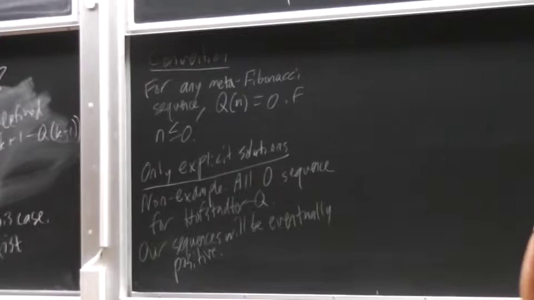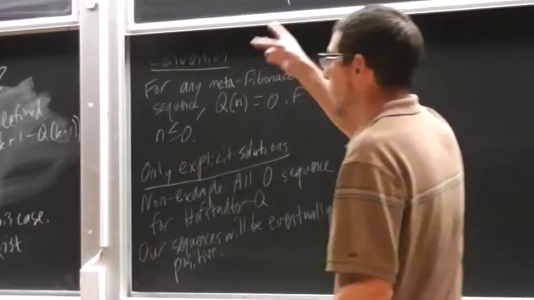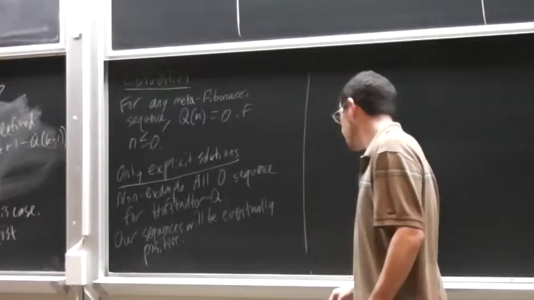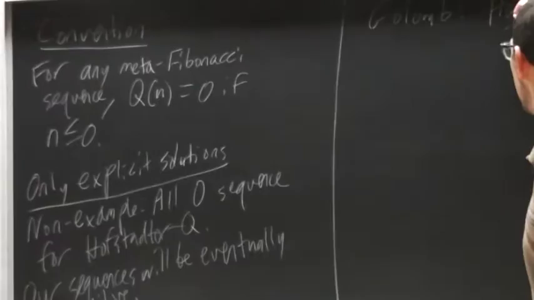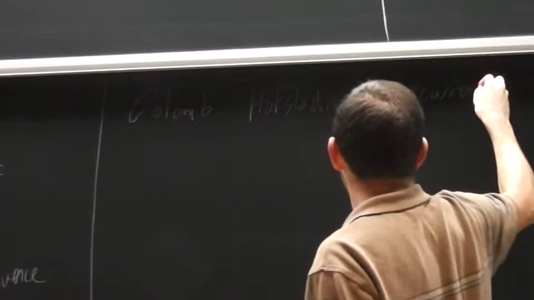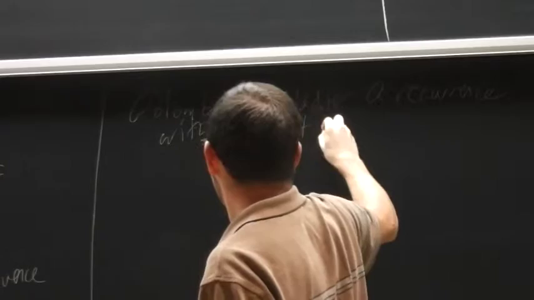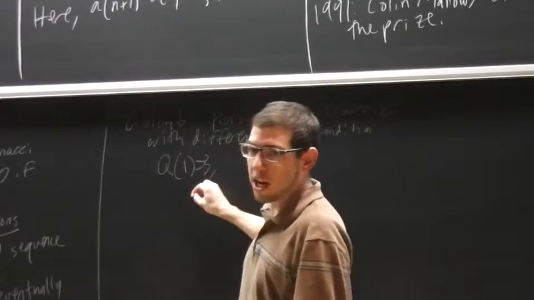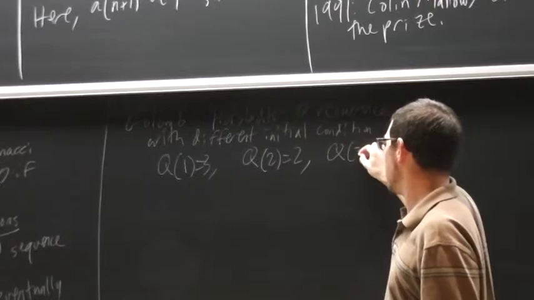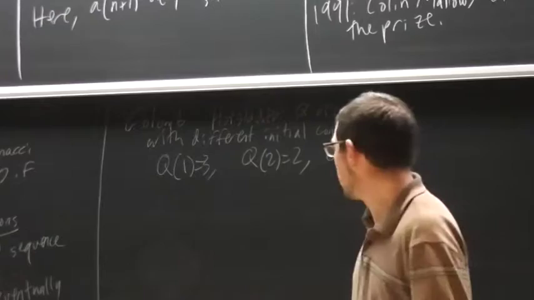So this is the state of affairs with these sort of slow-growing or chaotically growing sequences. Then, around 1990, Solomon Golomb took the Hofstadter Q recurrence and gave it a different initial condition. He decided, well, what happens if we make Q of 1 equal 3, Q of 2 equal 2, and Q of 3 equal 1? Well, the sequence starts 3, 2, 1.